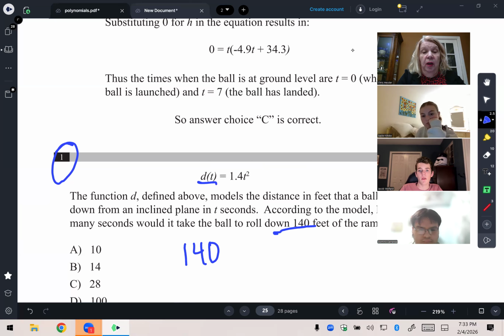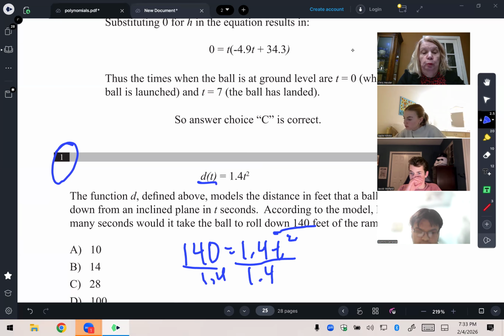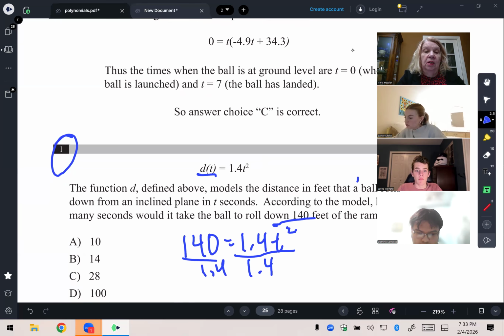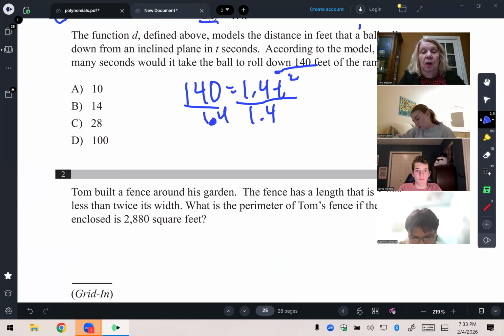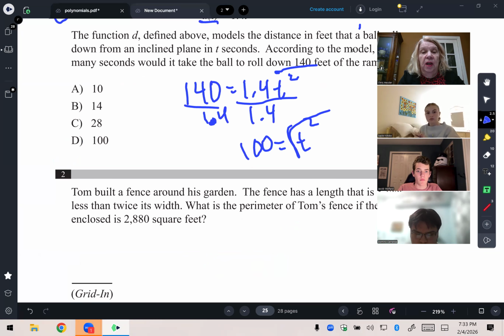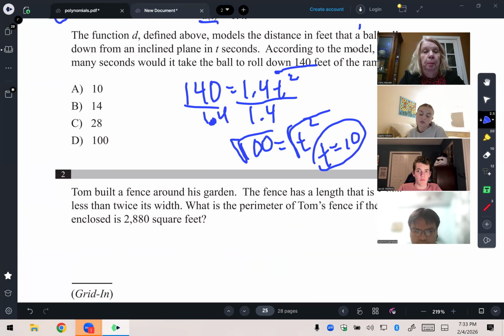So if 140 equals 1.4 t squared, we'll just divide this by 1.4. So t squared is 100. And so it takes 10 seconds for the ball to roll down the hill. Oh, and we can disregard negative 10 because you can't have negative time. Yeah, you can't have negative time or negative distance. We're going to skip this one in the interest of time.